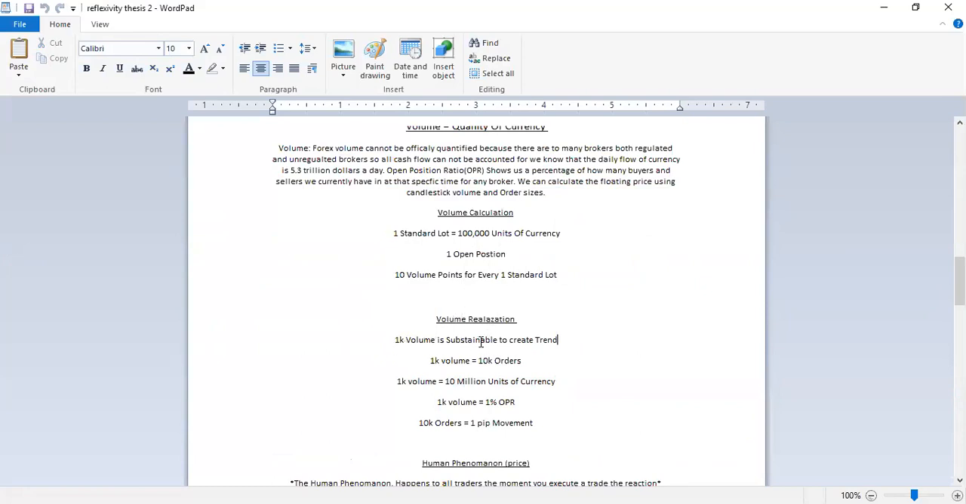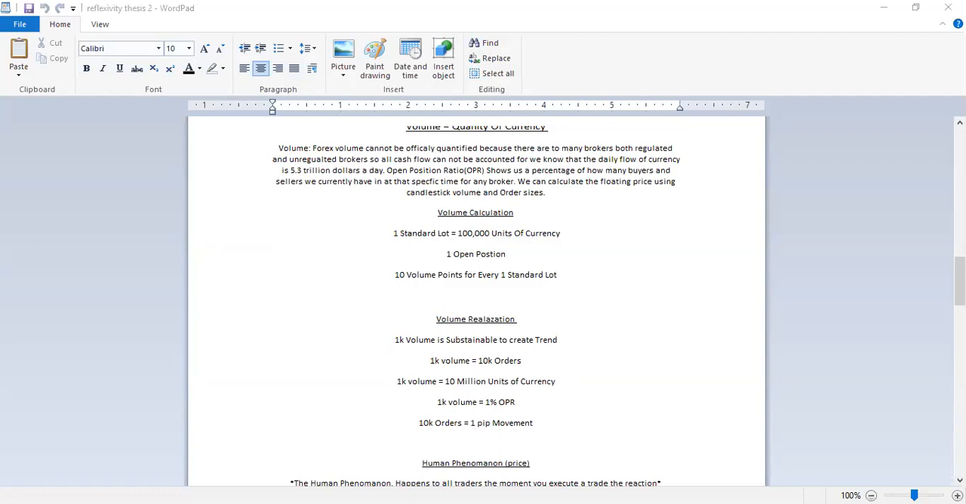1K volume is sustainable for a true trend, so this allows the trend to continue in this direction. 1K volume is equal to 10,000 orders. So once that gets to 1K, we know that 10,000 orders have been placed. 1K volume is equal to 10 million units of currency. 1K volume is a 1% open position ratio, and 10,000 orders move the market at least 1 pip. So if we saw that we had 12K volume, then we have at least enough for a 12 pip move.